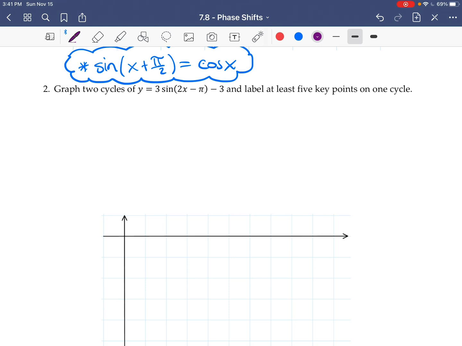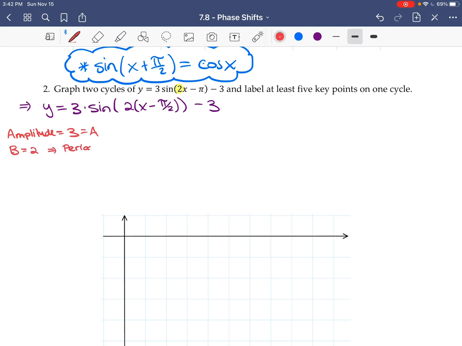So first we want to rewrite this. The b value, I'm going to highlight here, is 2. So I'm going to pull out that 2, not out of the sine, but just inside the sine. So this is 3 sine of 2 times (x minus pi over 2), minus 3. That means that the amplitude is 3. The a value happens to be positive. The b value is 2, which means that my period is 2 pi divided by 2, so just pi.